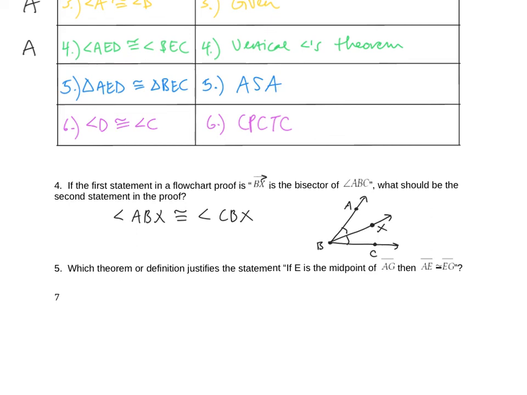Let's try one more of these ideas, where now instead of the statement, we're going to see if we have one of the theorems or definitions. So it says, which theorem or definition justifies the statement, if E is the midpoint of AG, then AE is congruent to EG? Maybe go ahead and try drawing a picture to help you figure this out. I'm going to do that as well. I'm going to draw my line. E is the midpoint of AG, and we're showing that these are congruent to each other. So which theorem or definition do you think justifies this?